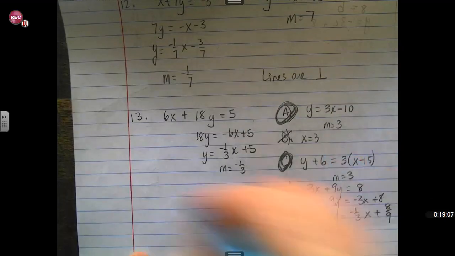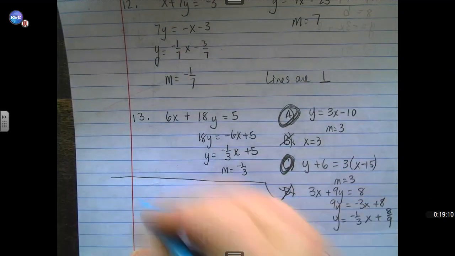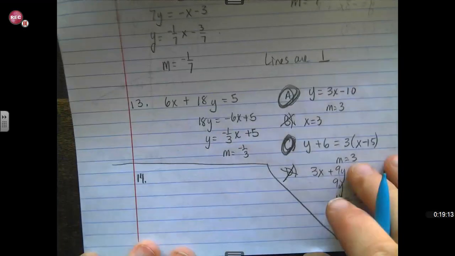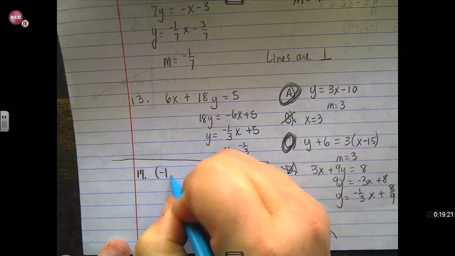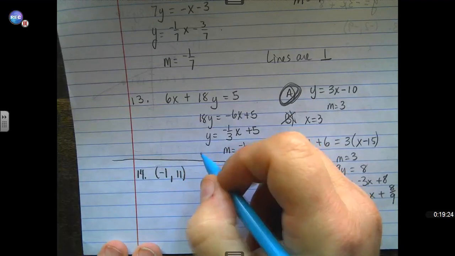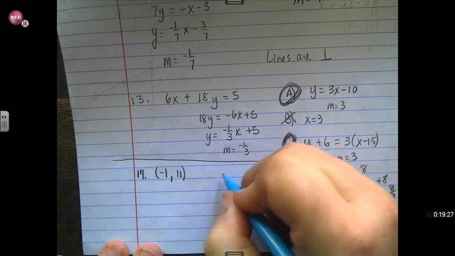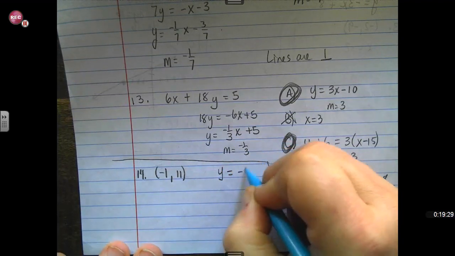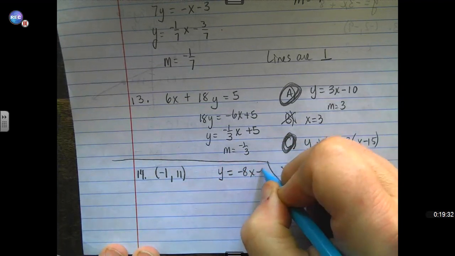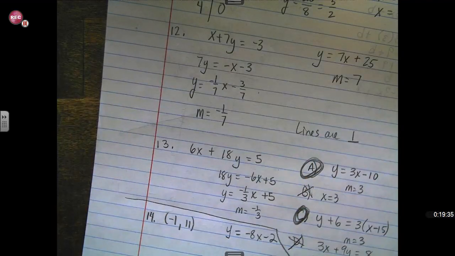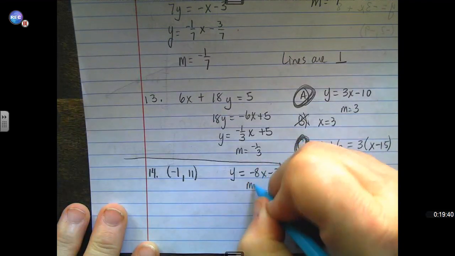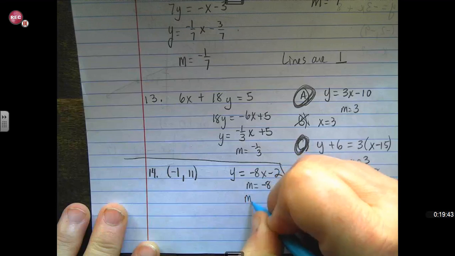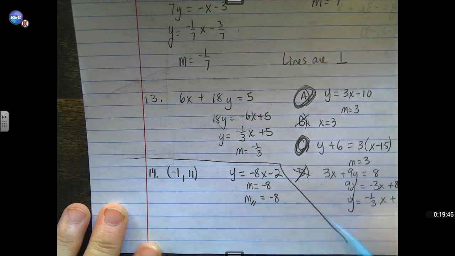Okay. And then the last problem, kind of short on space here. Write the equation in slope-intercept form of the line that passes through negative 1, 11, and is parallel to the graph of y equals negative 8x minus 2. So that's going to be, if they're parallel, the slope here is negative 8. The slope of the line parallel to it is negative 8.